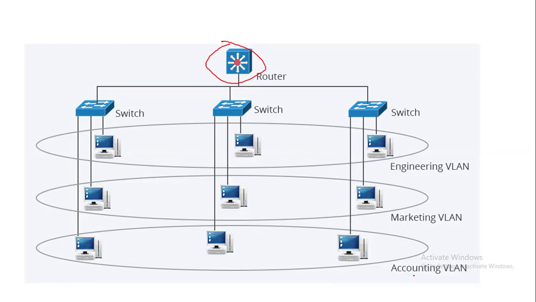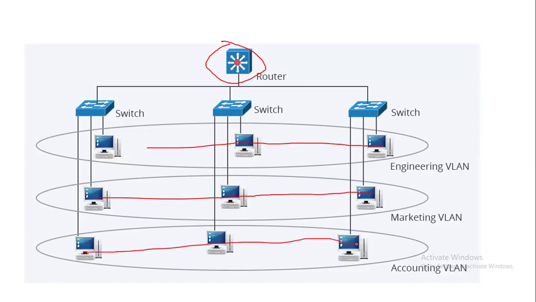This is the accounting VLAN, and every switch has different systems connected, for the engineering VLAN also. Let's take an example. They are sitting on different floors as well. It doesn't matter. And you want to communicate with them, so what is the segmentation? You have multiple switches, and you have multiple systems as well.